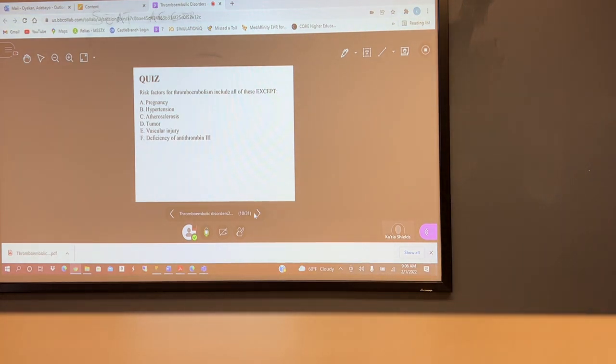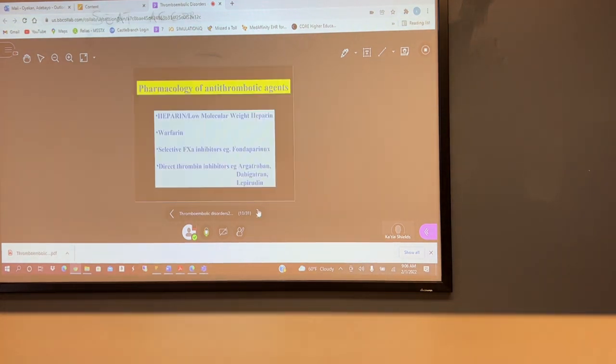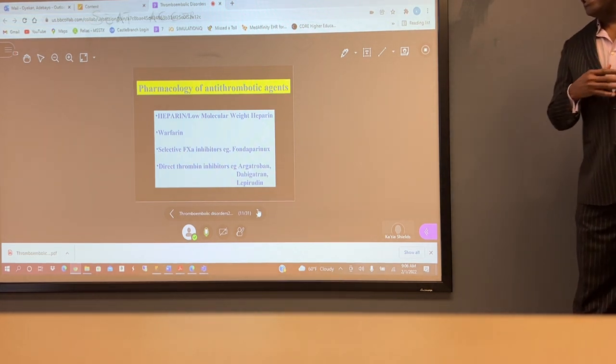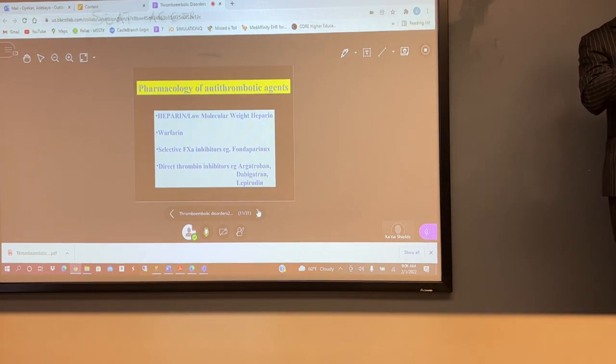Okay, so let's now go quickly into the next bit, as we discuss the pharmacology of antithrombotic agents. For today, I'll be treating heparin and low molecular weight heparin. We're treating warfarin. We're treating those that we call selective factor 10A inhibitors. I'll be treating direct thrombin inhibitors. So help me God.